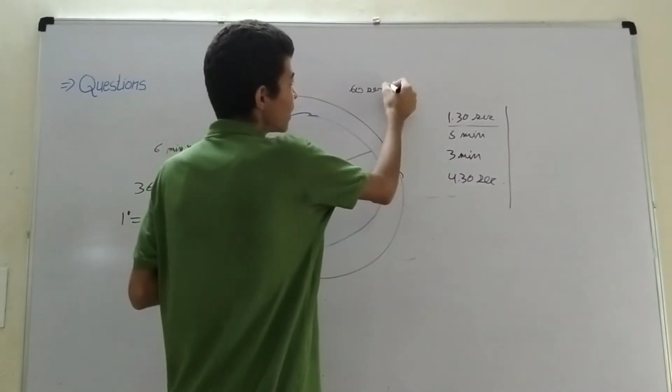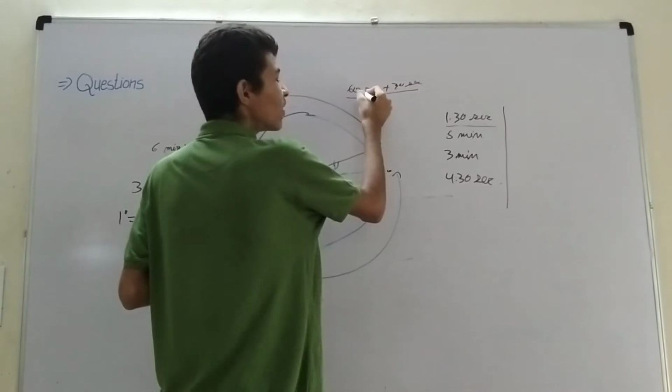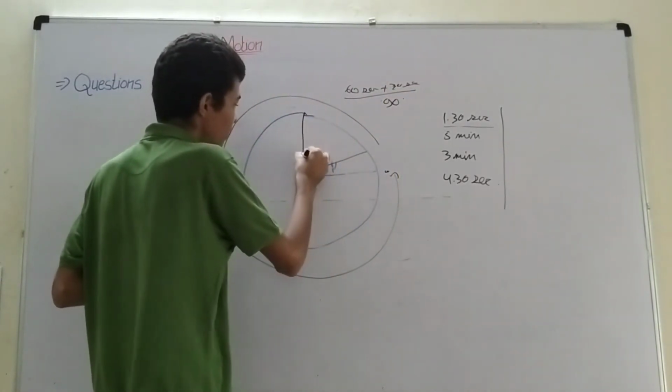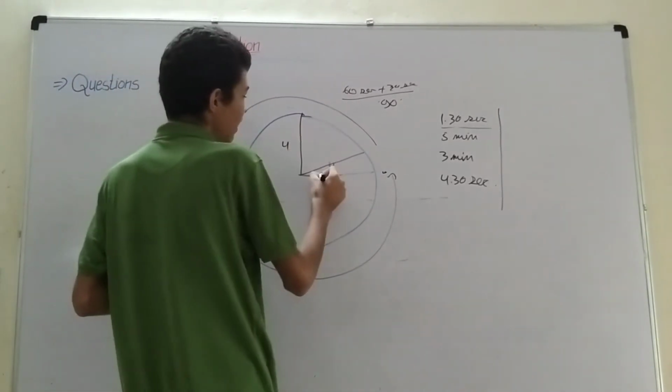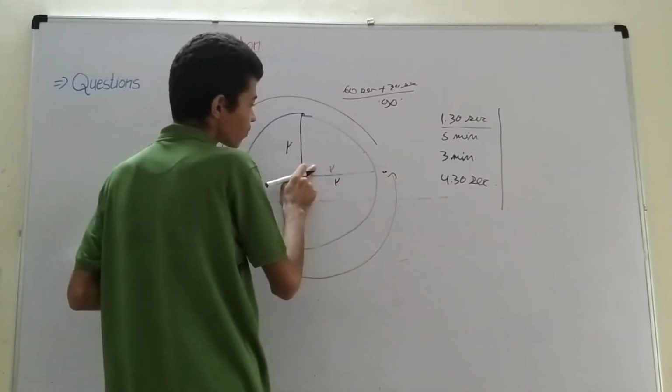60 seconds plus 30 seconds. So that would be, it covers one distance, so it would be 90 degrees. So what would be the displacement when it is 90 degrees? We can take this as the R. This is R and this is also R.